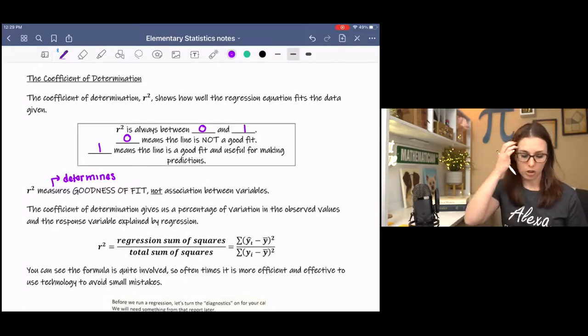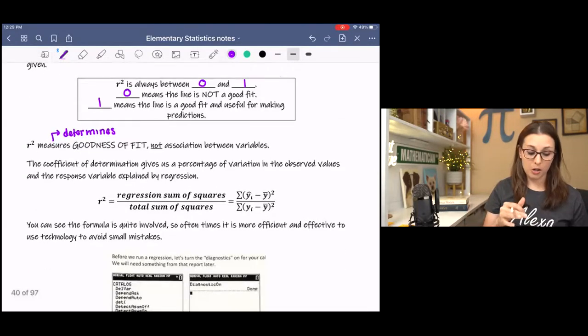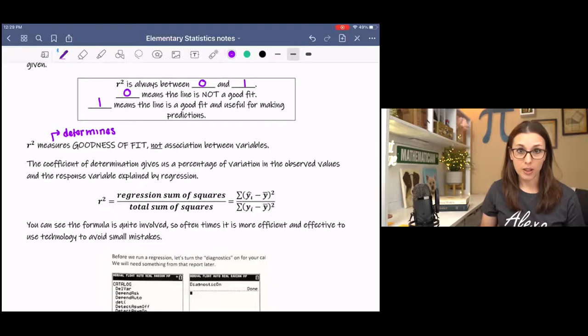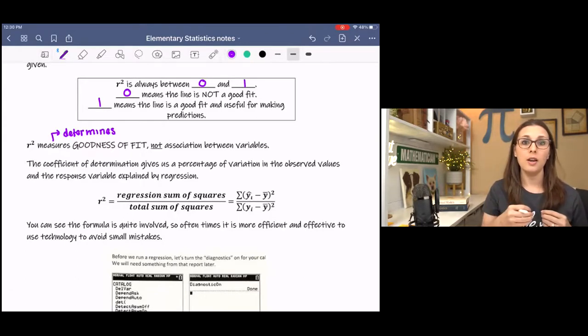about future observations. R squared measures, or determines, if you will, the goodness of fit of the linear regression equation. It does not measure the association between the two variables. So if you remember from the correlation coefficient lesson, the correlation coefficient R measures how closely related the variables are to each other. So the correlation coefficient measures the closeness of a relationship. The coefficient of determination determines how well the line fits the data.